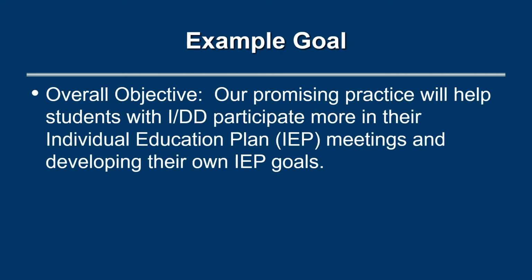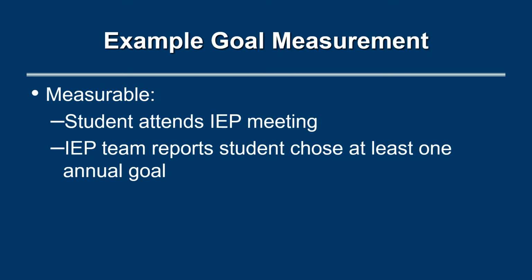This is an example of a goal for a program aiming to help students with IDD participate more in their IEP meetings, or individual education plan meetings, by developing their own IEP goals. You could measure if students attend their IEP meetings and also if the IEP team reports that at least one annual goal was chosen by the student. Remember to make the goals something you can measure, count, see very easily, and consider how much time it will take your staff to collect the measures.